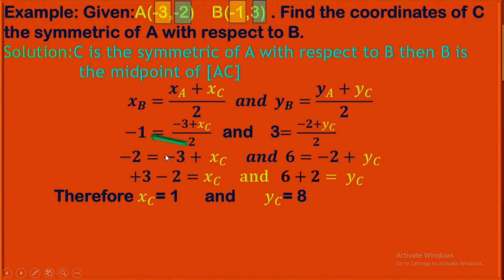Now we just solve them. We can get minus 3 to the other side of the equation. As you see here, minus 3 will become plus 3. It's contrary. So it's plus 3 minus 2 equals XC.